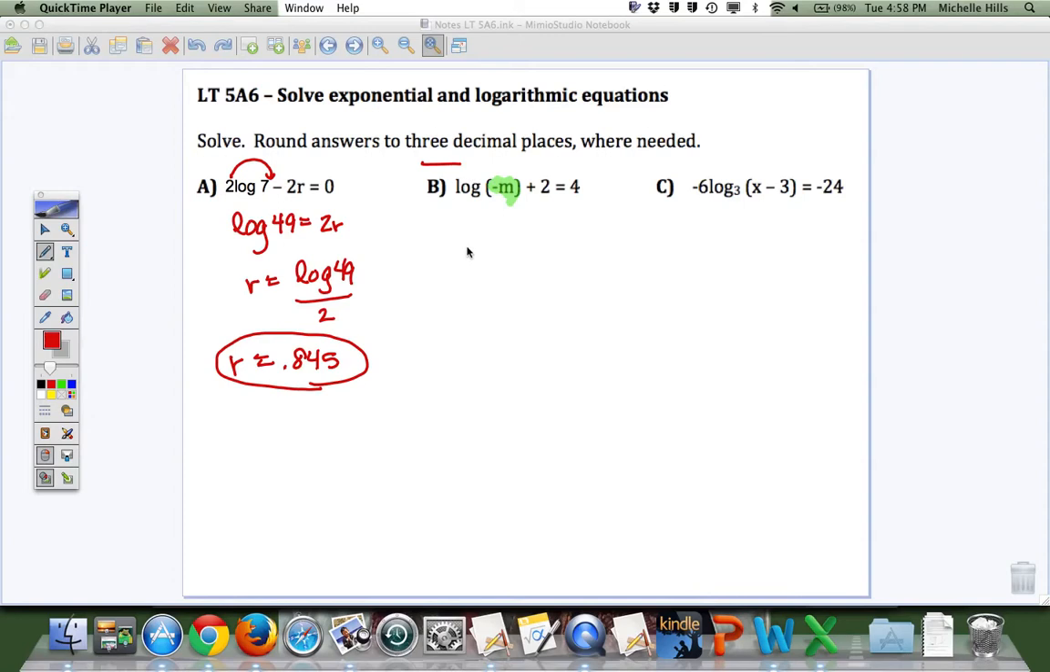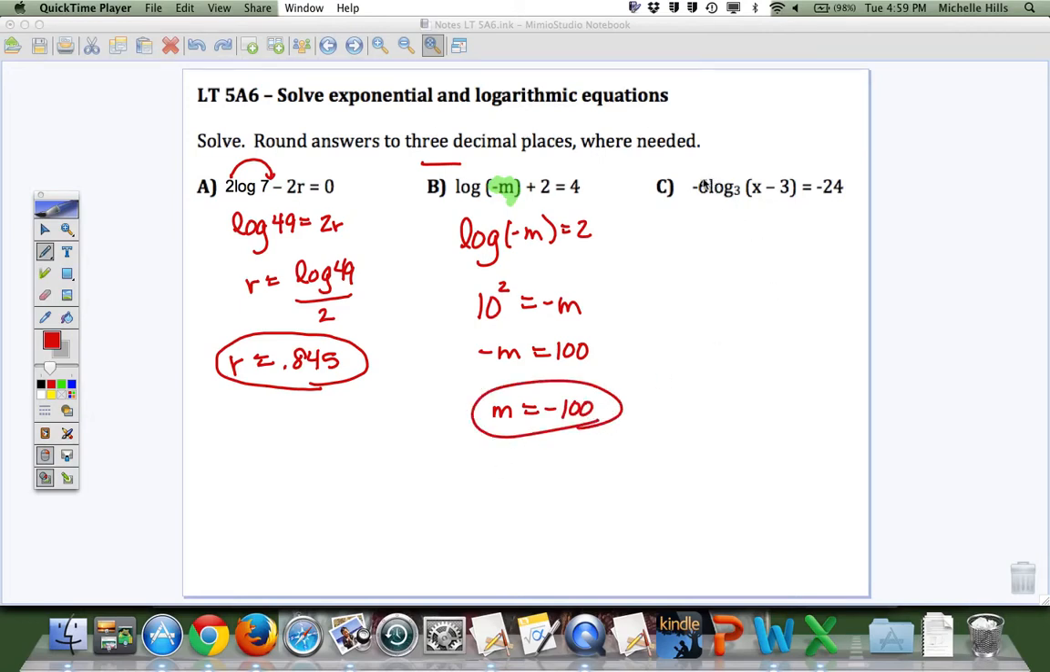I'm going to isolate the logarithm. So the first thing I'm going to do is to subtract 2 from both sides. And 4 minus 2 is 2. I get stuck now in logarithmic form, and when I get stuck, then I switch to exponential form. My base is 10, my exponent is 2, equals the opposite of m. So the opposite of m equals 100. I always like to move my variable to the left, which means m itself has to equal negative 100.